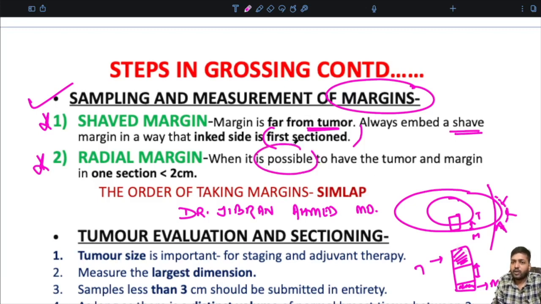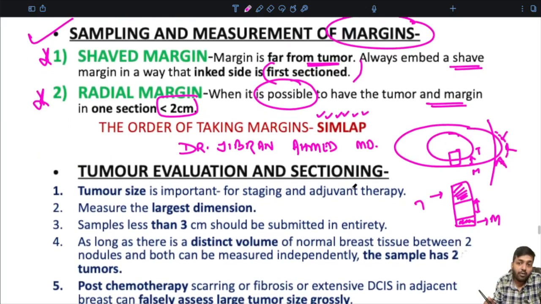So when it is possible to have the tumor and the margin in one section, and this happens when the distance is less than 2 centimeters, in that 2 centimeter gap you have both of them. The order of taking margins is SIMLAB: superior, inferior, medial, lateral, anterior, posterior. This is the order of taking the margins if someone asks you.